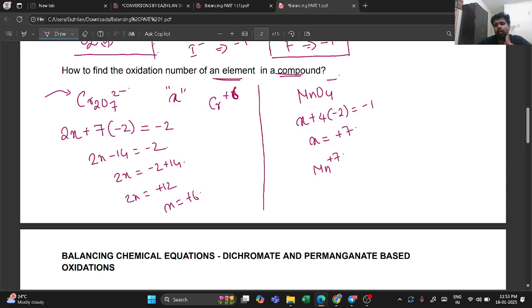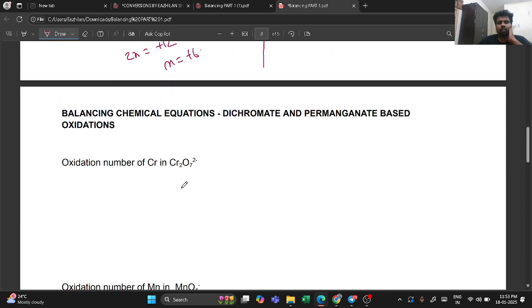Okay, I hope you are able to understand the oxidation numbers, and how to calculate the oxidation number of an element in a compound. Mainly we will restrict ourselves to potassium permanganate and dichromate alone, because we are not going to see any other compounds. In d and f block elements we are concerned only about these two compounds. Right, next question.